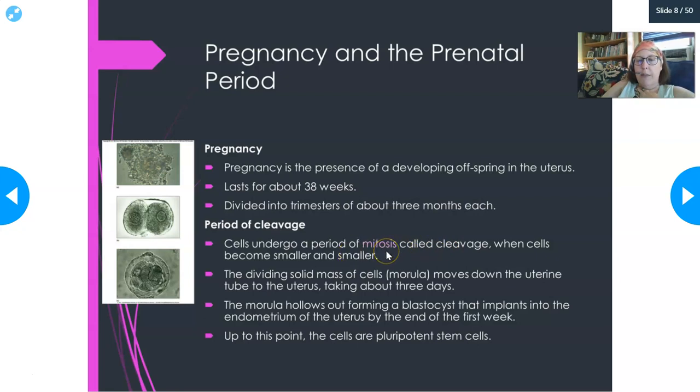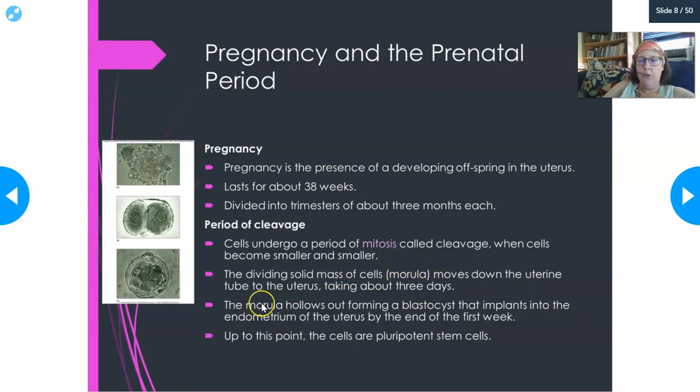And this period of mitosis is called cleavage. The cells divide, but they become smaller and smaller, meaning the zygote has a set size and that size doesn't change, but every time it divides, the cells that make it up become smaller and smaller. That dividing solid mass of cells is called a morula, and that's the Latin word for blackberry.